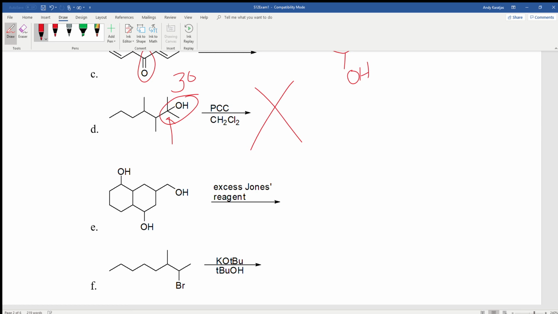Jones reagent is another oxidant. This is the more complicated oxidant because it gives us a different product for primary alcohols versus secondary alcohols. Again, it won't oxidize tertiary alcohols, but we know that any secondary alcohol will be oxidized to the ketone.